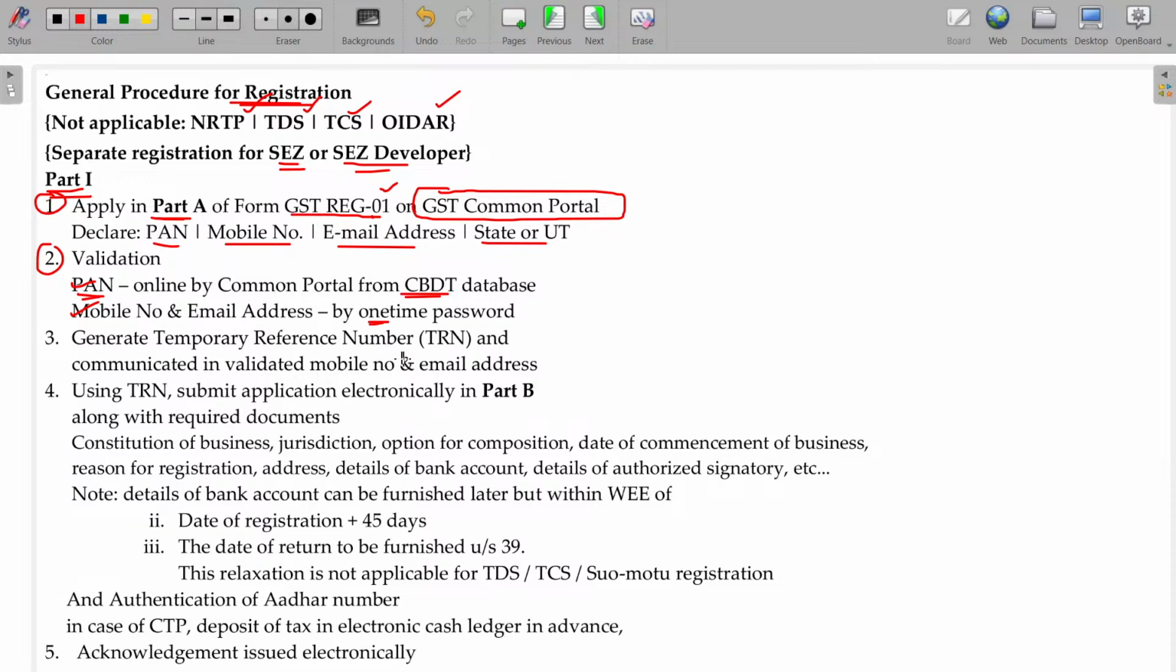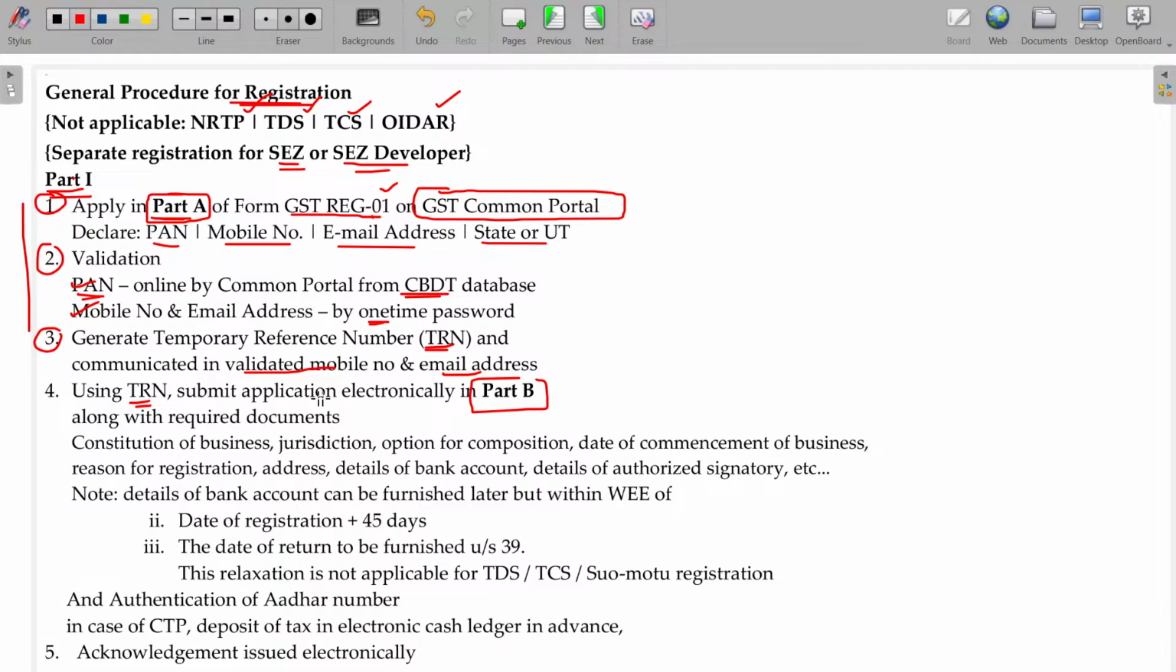Then you will get what? The TRN is generated and communicated to the validated mobile number and email address. This is the first process, Part A. In Part B, using the TRN number, you have to further apply and upload your details.